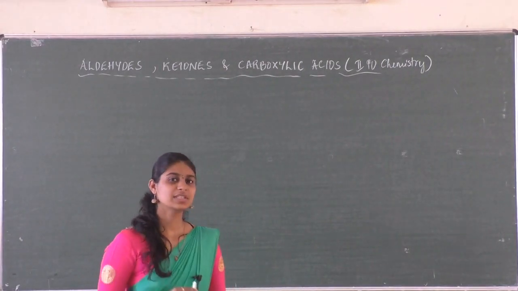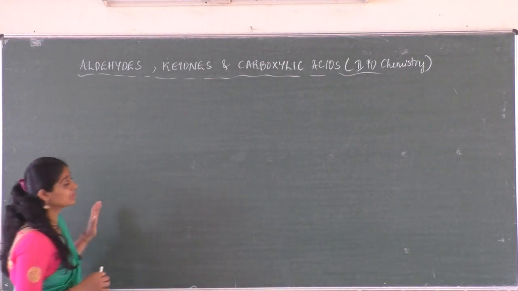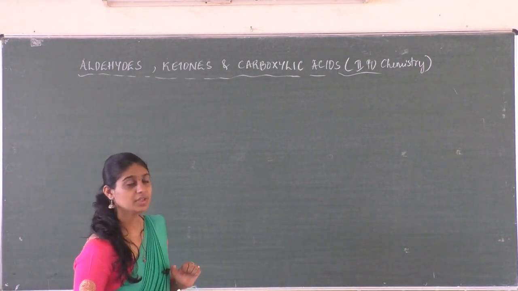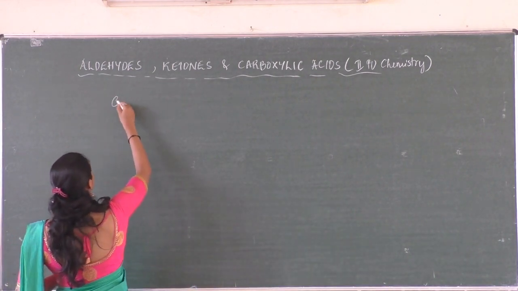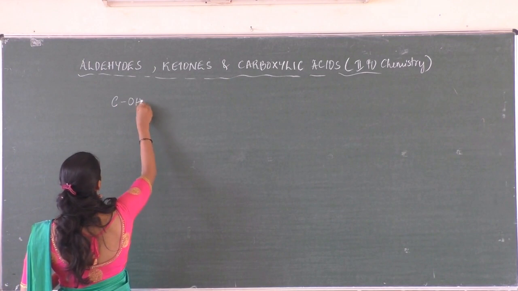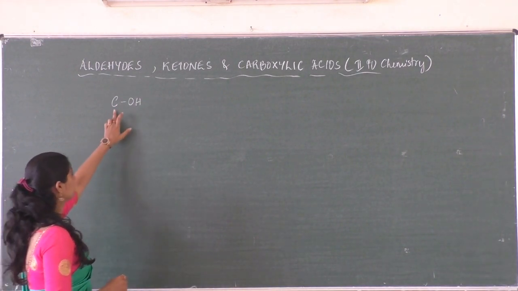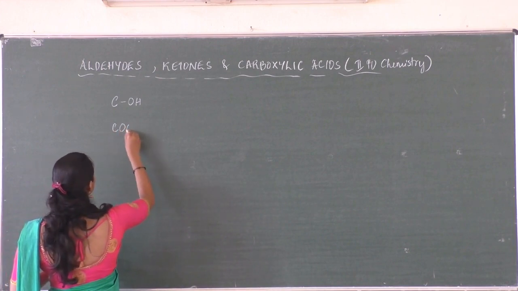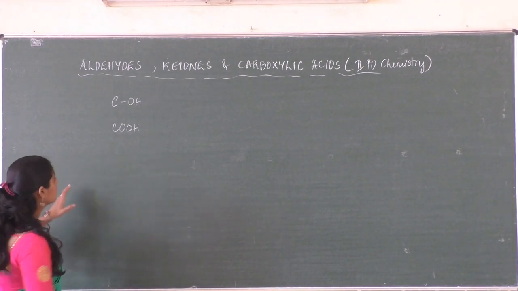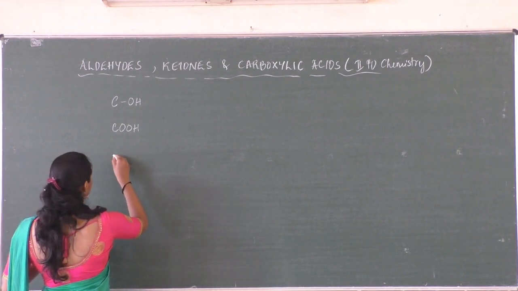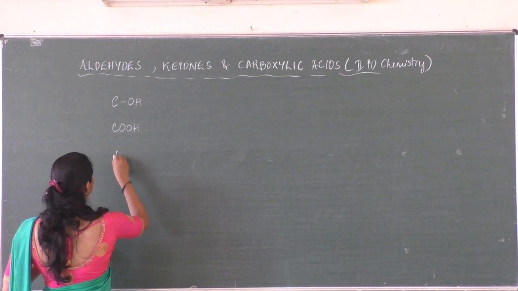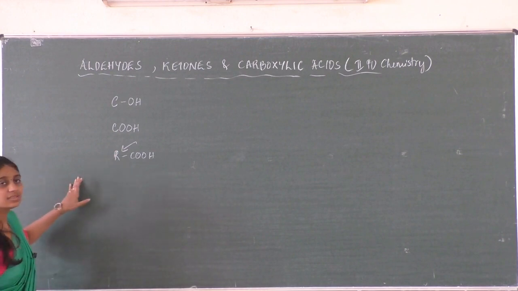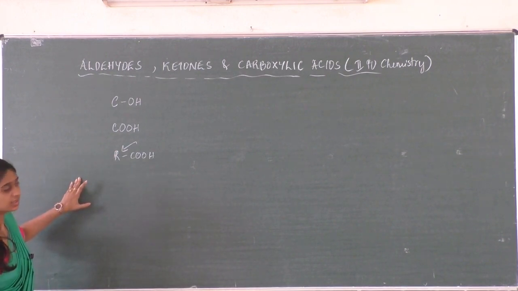Welcome back, students. In the last class we dealt with the chemical reactions that occur due to the cleavage of the carbon to oxygen of the hydroxyl bond, cleavage that occurs due to the C-O bond, the reactions that occur due to the cleavage of the COOH group, and cleavage that occurs in the hydrocarbon part. So these are the three kinds of reaction that we have seen in the last class.